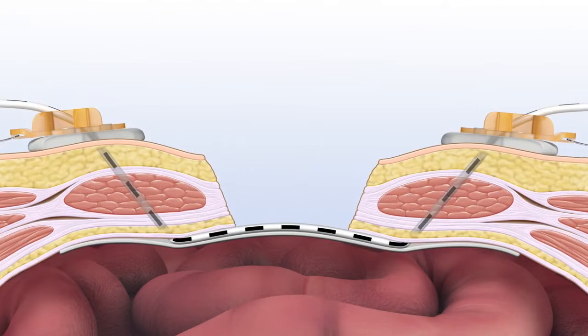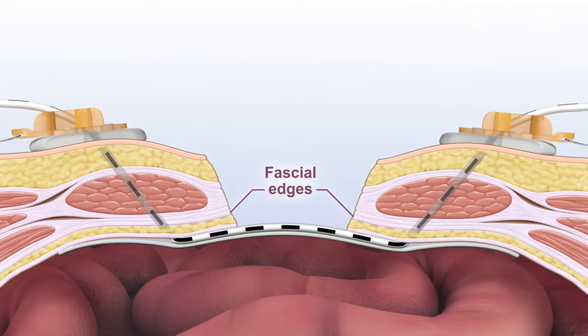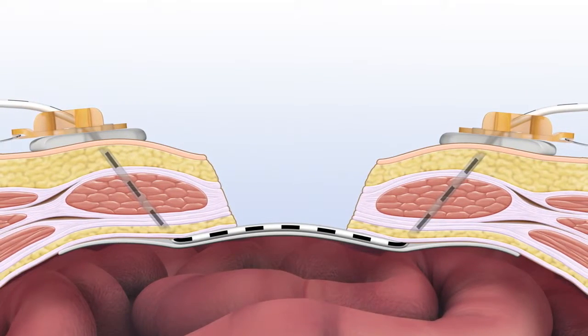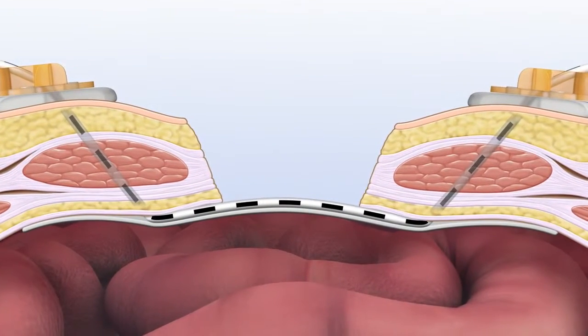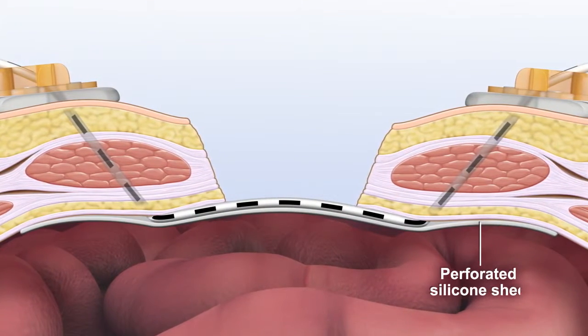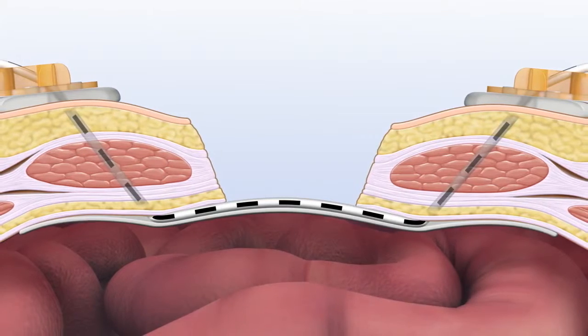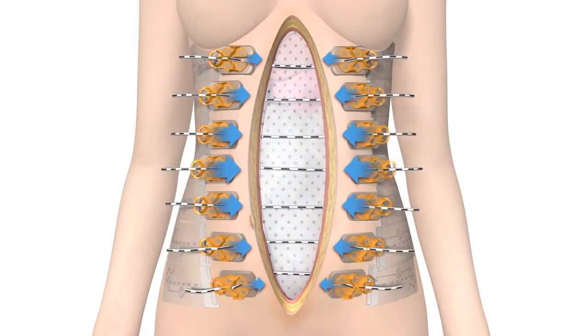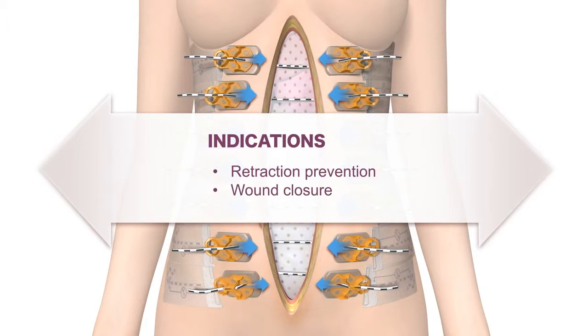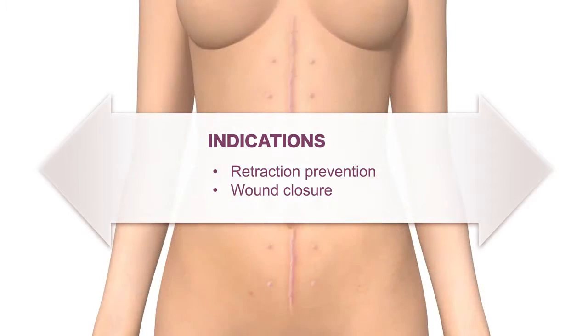Medial traction is applied lateral to the fascial wound edge, leaving the margin undisturbed and available for primary suture closure once the wound has been approximated. A perforated silicone sheet protects the viscera while preventing adhesions from forming. ABRA Abdominal is indicated for retracted, full-thickness midline abdominal closure.